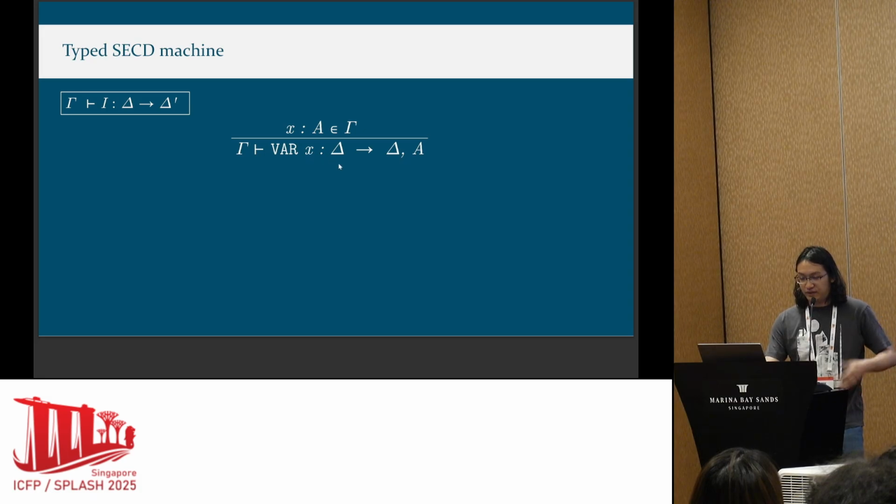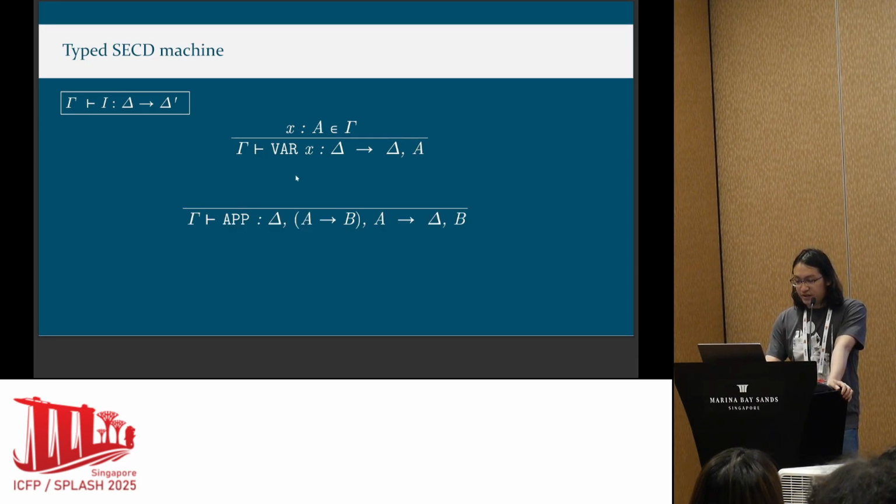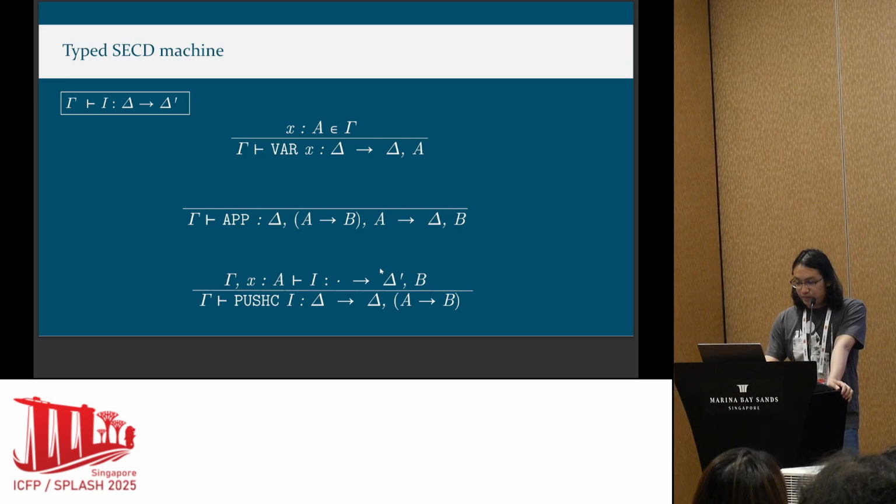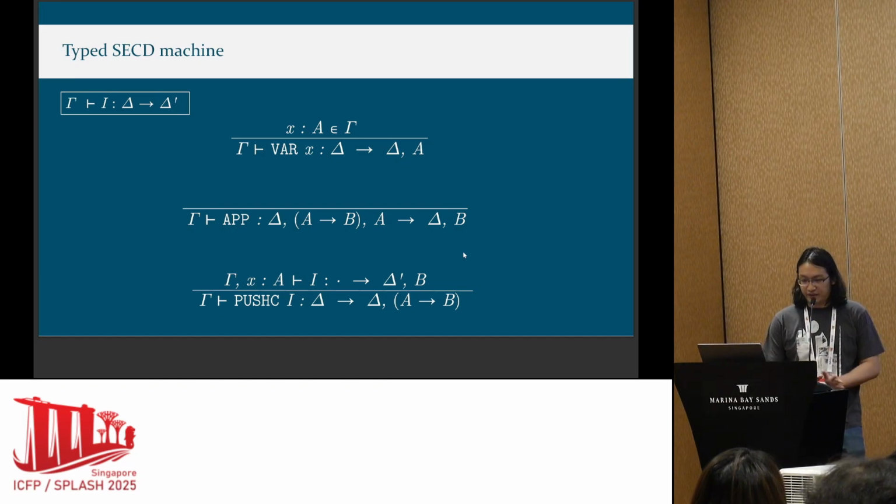The simplest example is probably this one. What is the type of var x, variable access? Well, it just turns some stack into a stack with something of type A on it. The same goes for application: if I have a function and I have an input, I get an output there. And the same goes for push closure, where I get a function on the stack. So that's the kind of picture I'm having right now.